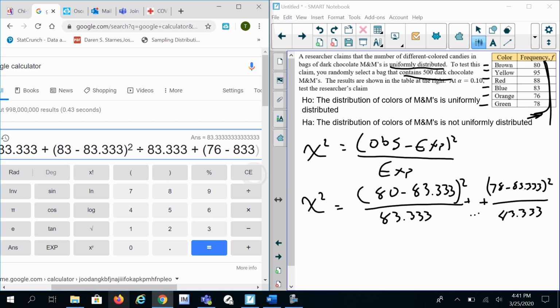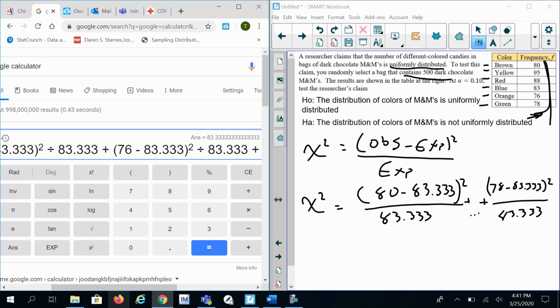83, whoops. 0.333. Hit the C button if you mess up. Luckily, it doesn't clear the whole thing, just the last number, so that's good. And I forgot my squared. So squared divided by 83.333. That was orange, so now I am on green.